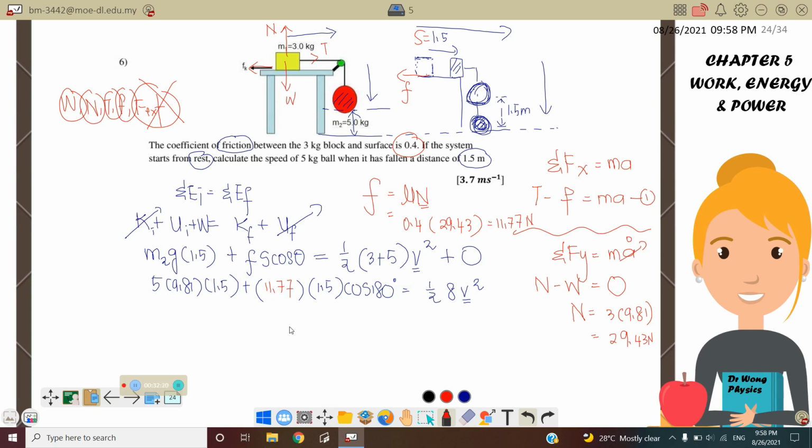Then you substitute 11.77 back and rearrange the equation. You will find that the velocity v when the ball falls down 1.5 meter is 3.7 meter per second.